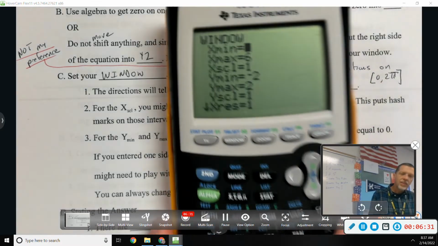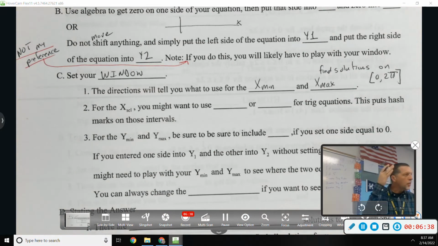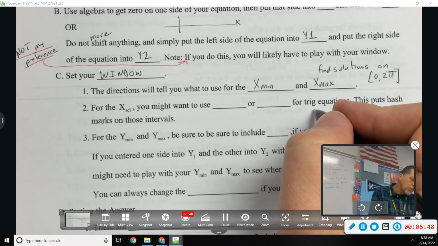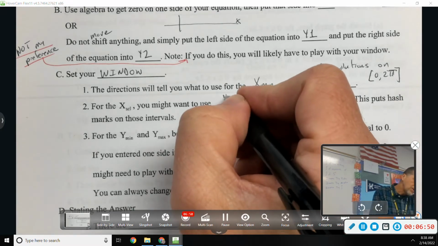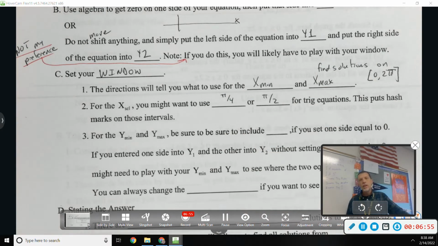For the SCL, do you know what SCL stands for? Scale. That's like where the tick marks go. So in one sense, it doesn't matter at all what the tick marks are. It does not matter what the tick marks are. But since we're doing trig equations, sometimes it's helpful to use pi over 4 or pi over 2 to help you see the graph. But it doesn't really matter what you use for the tick marks. This puts hash marks on those intervals.